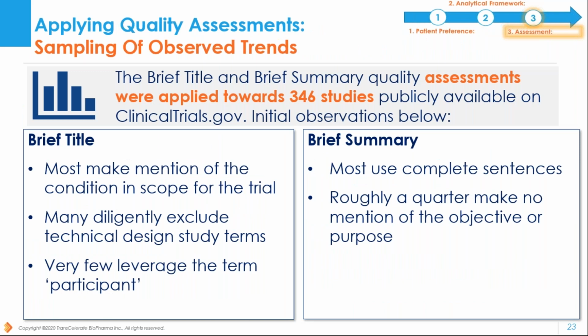And then just here are some of the results of our analysis based on our sample of 346 studies downloaded from clinicaltrials.gov. Regarding the brief title, two positive points that we noted was that most make mention of the condition and scope for the trial, so that's a good thing. Many diligently exclude technical design study terms, which is also a very good thing. On the negative side, very few use the term participant, which is the recommended term that the NIH would like us to use in the brief title. With regards to the brief summary, most use complete sentences, another good thing. But on the negative side, roughly a quarter make no mention of the objective or purpose of the trial.